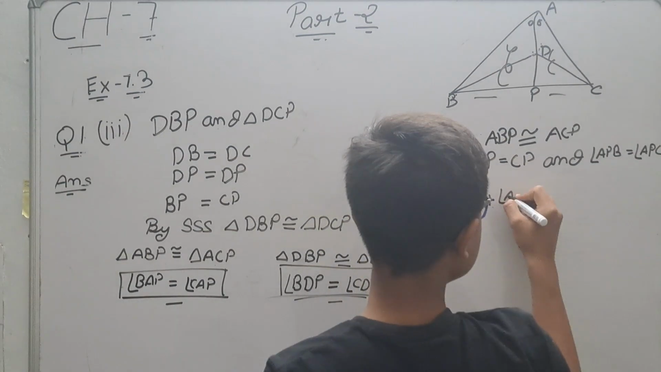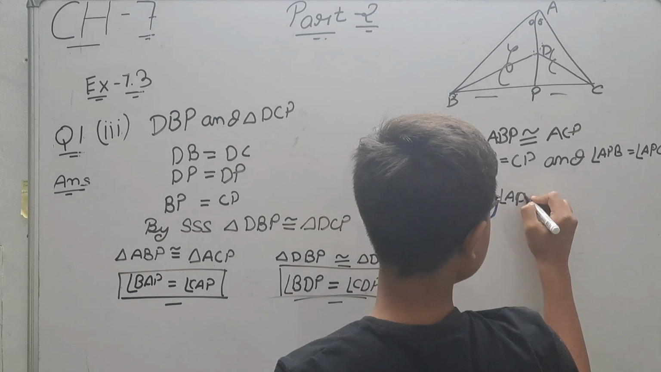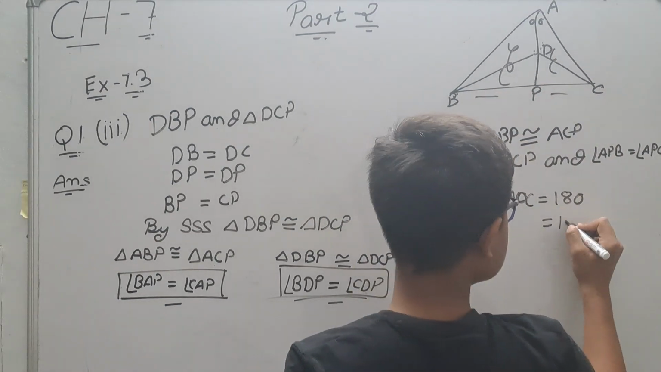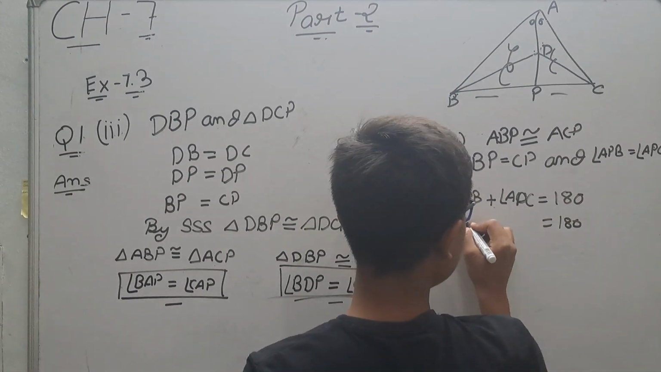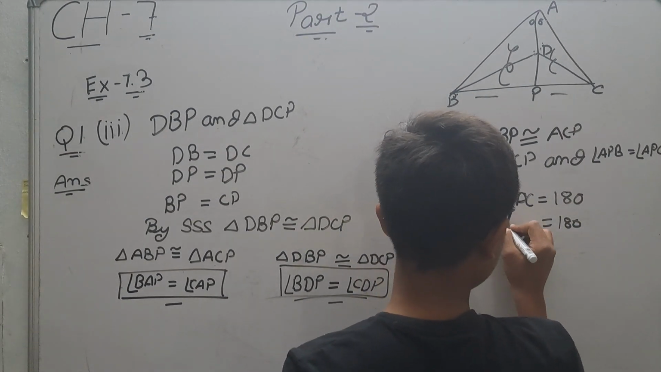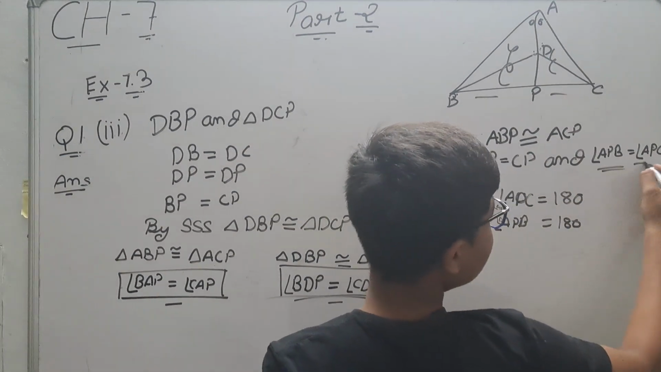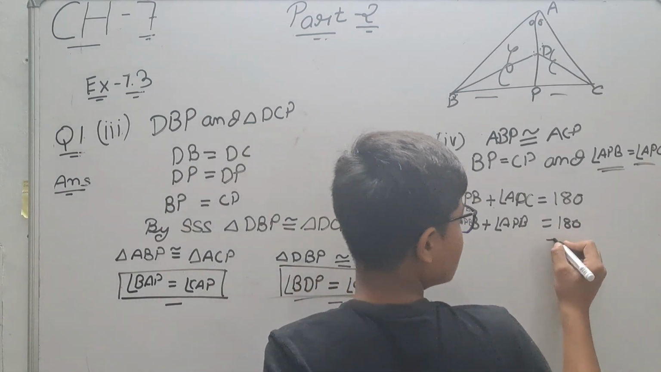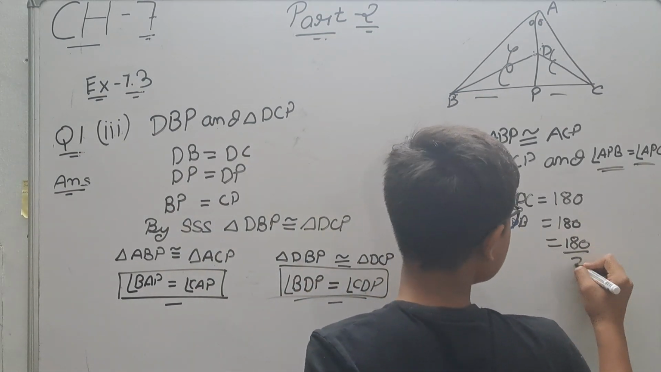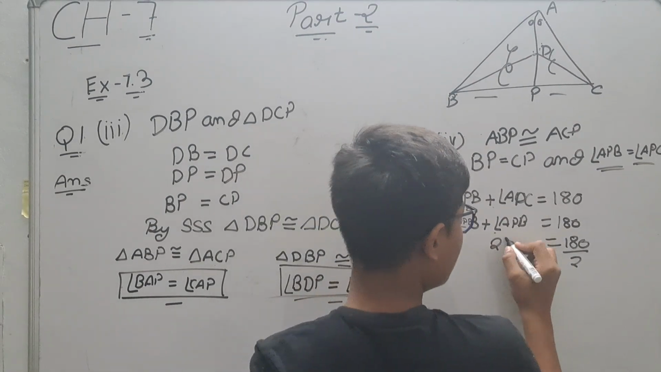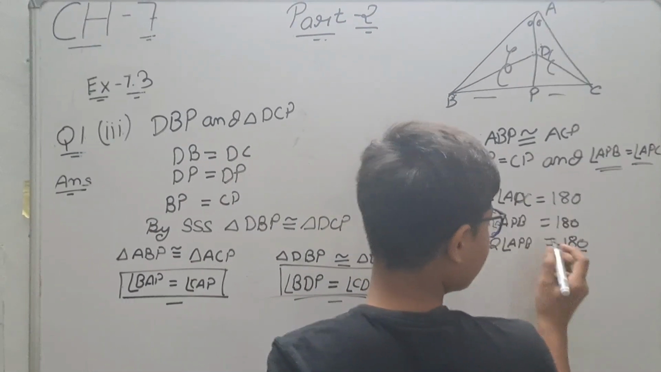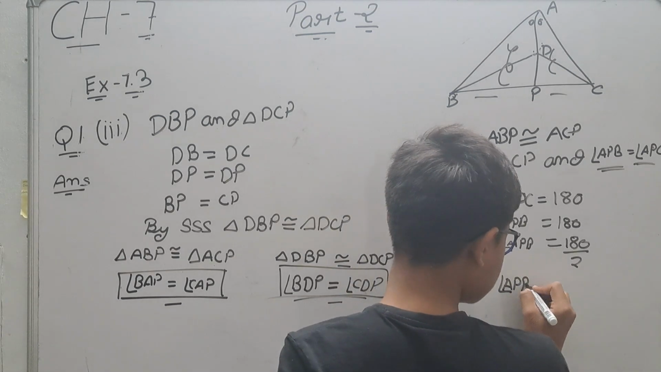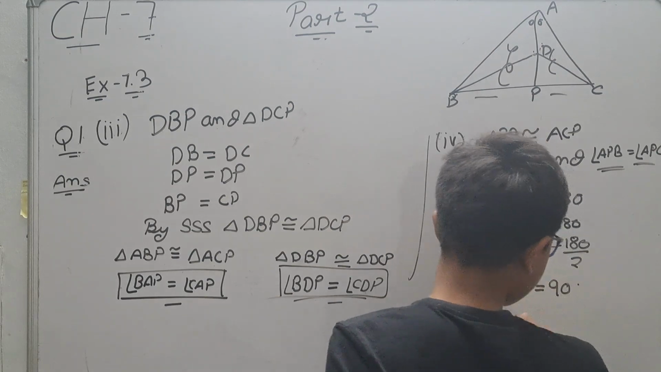Angle APB plus angle APC is equal to 180 because it is a linear pair. So 180 equals APB plus APB, because we have written that APB is equal to APC. So 180 divided by 2, because APB plus APB is 2 APB, so we remove the 2. So angle APB is equal to 90 degrees.